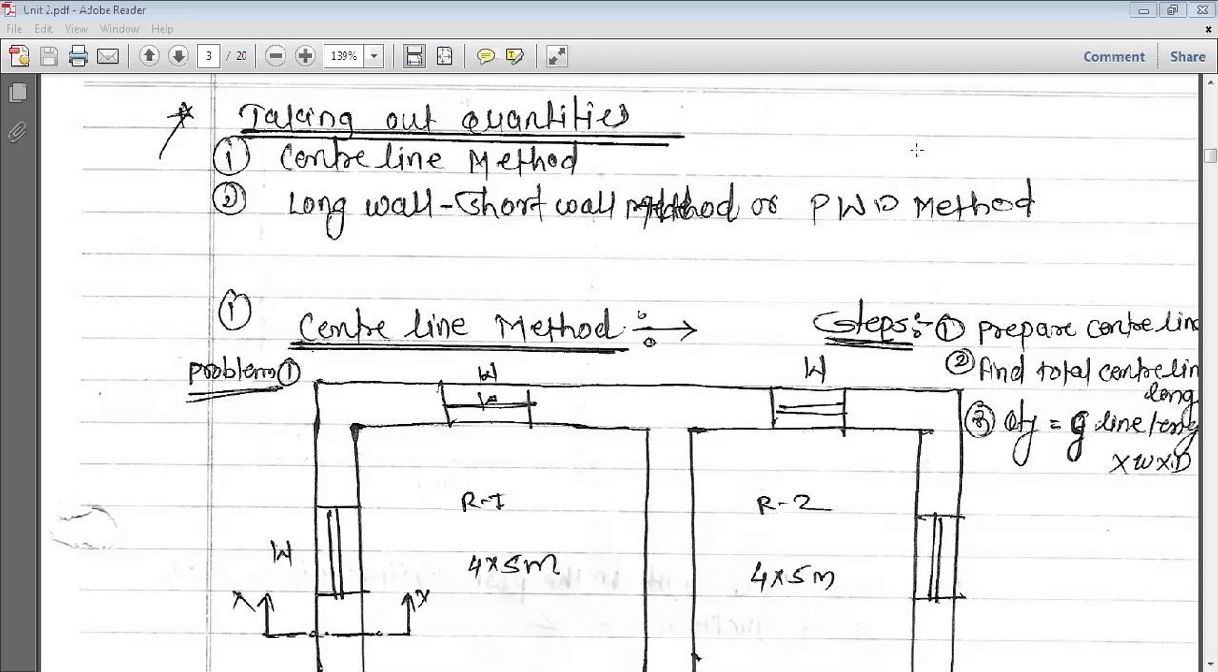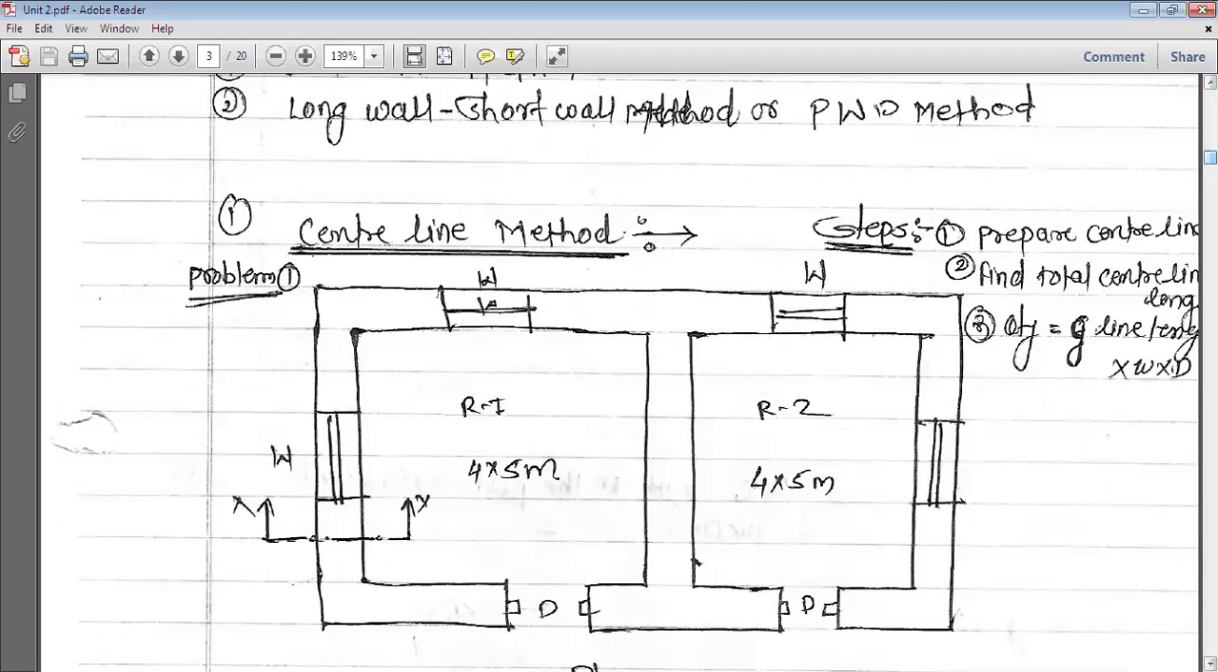Now, how are you going to calculate the center line length? For calculating the center line length, you consider the center to center distance. Using the formula, you can calculate the center line length for each and every activity. It may be excavation, it may be PCC. After getting the center line length for that particular activity, the next step is to prepare the measurement sheet and determine all the quantities. That is what we discussed in the previous lecture, and we have begun with this particular problem. Correct?